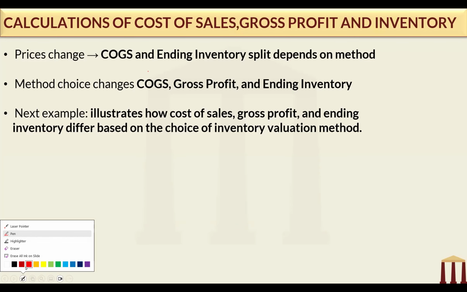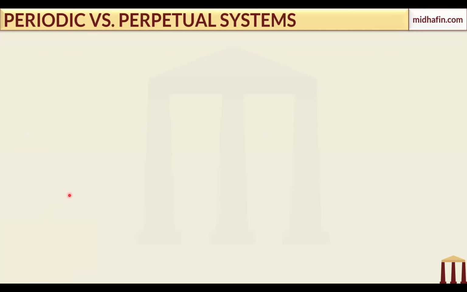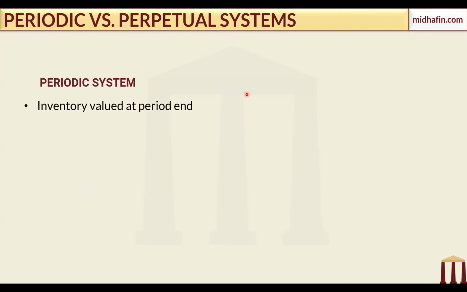Now let's discuss periodic versus perpetual systems. Okay, so there are two ways the companies can record the inventory. Either it can be periodic or it can be perpetual. So let's start with the periodic system. Under this periodic system, the inventory will be valued at the end of the accounting period rather than being updated continuously over that period.